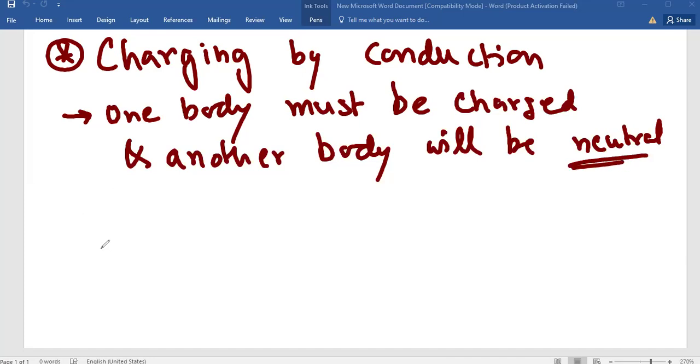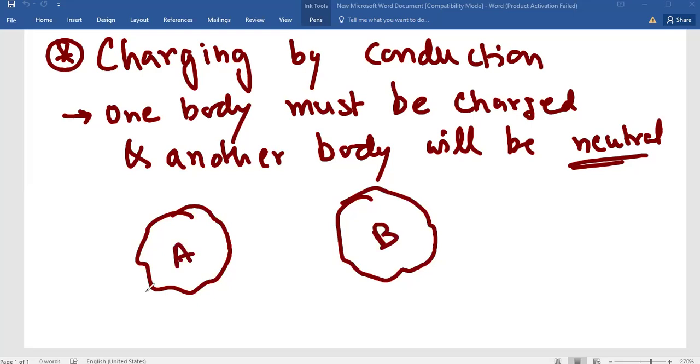So what we will do is, let's say this is one object, this is another object, A and B. Let's say A has some charge. So we will connect them. The moment we connect them, charge will move from the high potential body to the low potential body. So let's say A has high potential and B has low potential. When you connect them with a metallic or conducting wire, charge will move from the high potential to the low potential object till their potentials become equal.